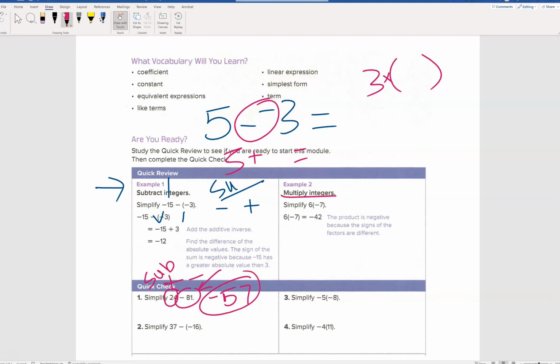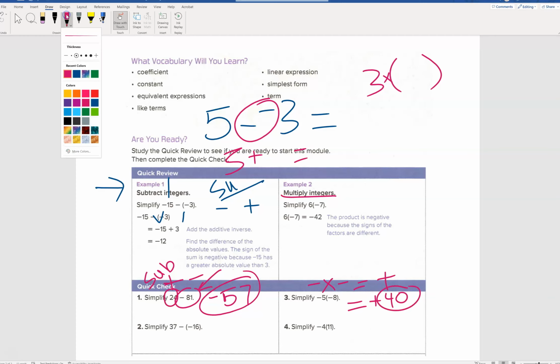Awesome. Now let's look at the next one, number 3. You have a parentheses right next to it, so you know that that means multiplication. We have a negative and a negative in multiplication, so we know our final answer is actually going to be a positive. So I like to put equal sign and put a plus so I don't forget. Then you just multiply like normal. So 5 times 8 is 40. So your final answer is 40. Awesome. All right, let's go on to the next problem.